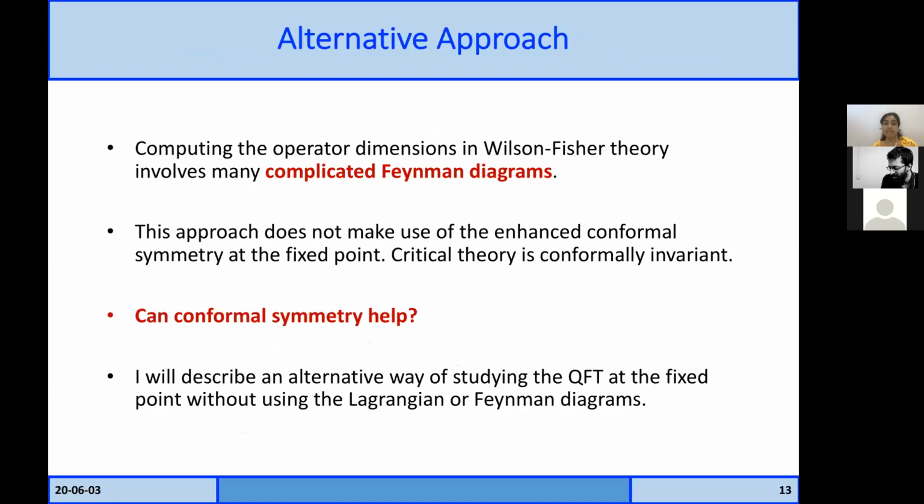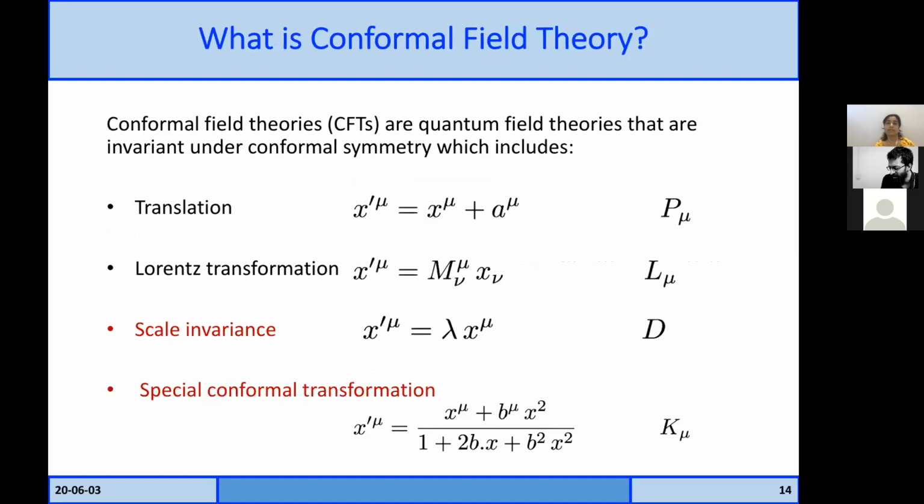Now I will describe an alternative way of studying quantum field theory at the fixed point or the critical point without using the Lagrangian or Feynman diagrams. So what is a conformal field theory? Conformal field theories are quantum field theories that are invariant under conformal symmetry, which includes these transformations.